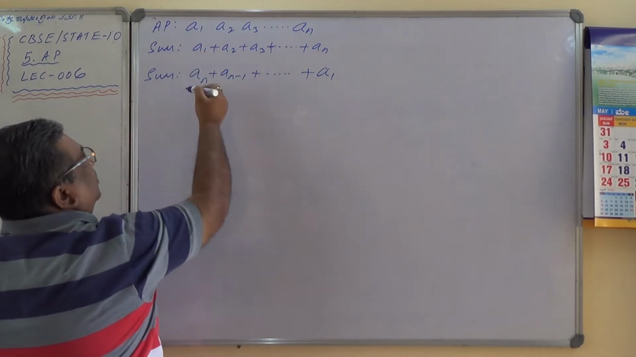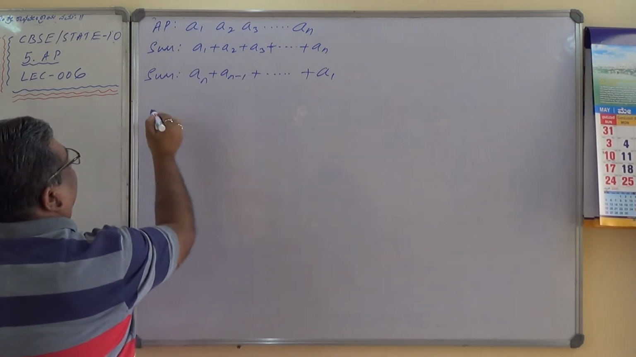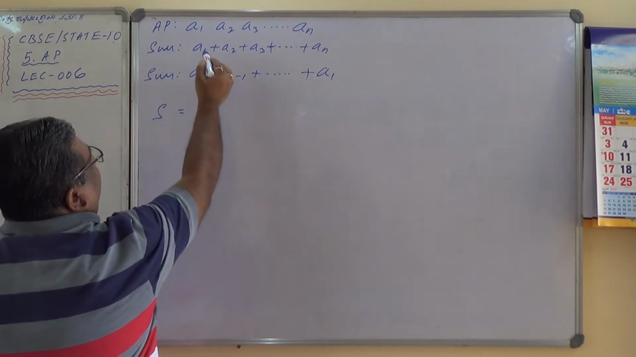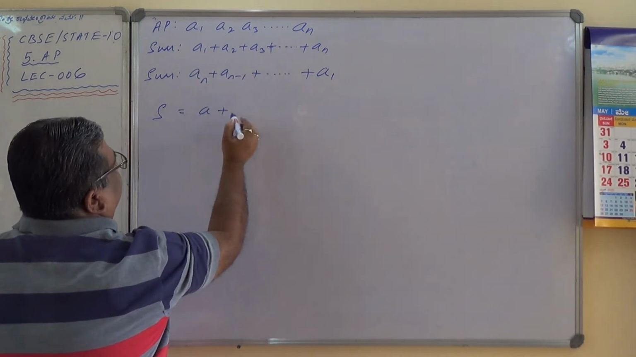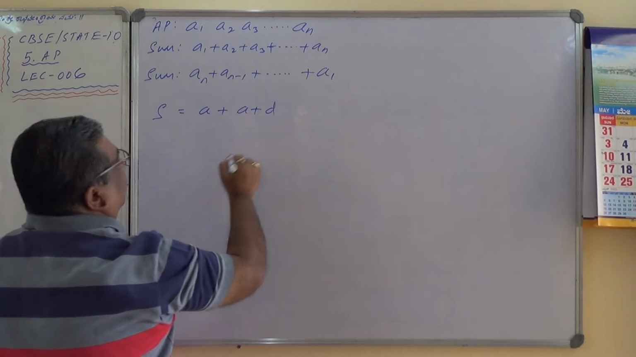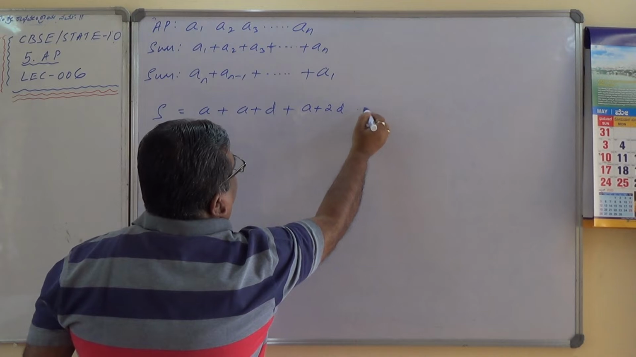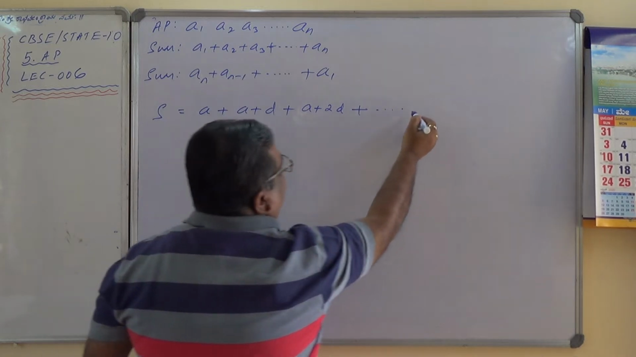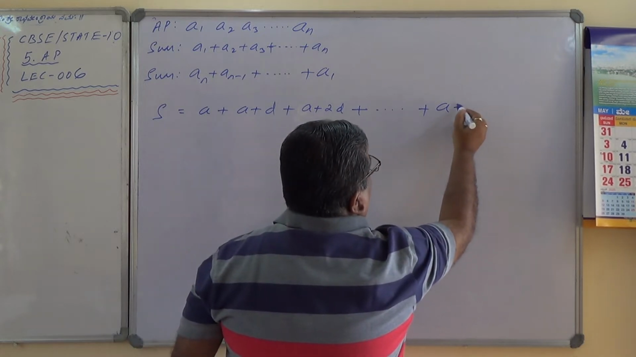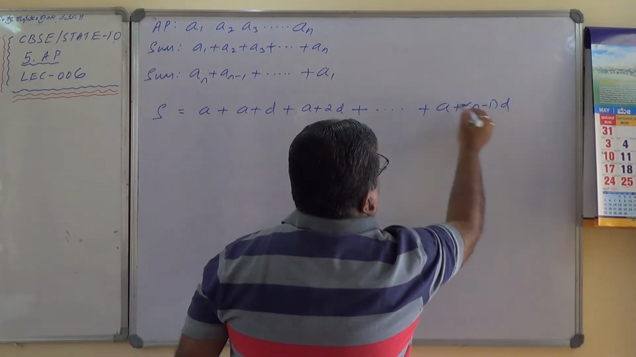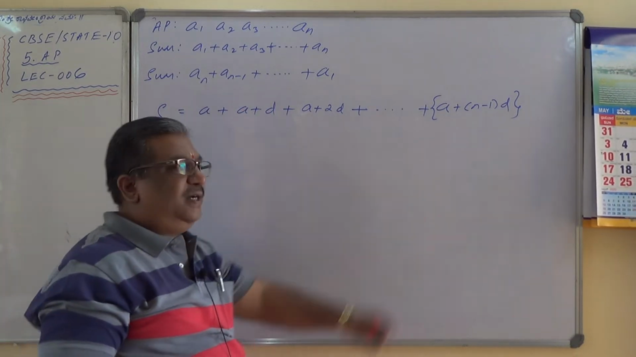Now let me write these two sums in terms of a and d and then add them. Let us see what we get. Let S represent the sum of a1 to an terms. What is a1 here? It is a, a2 is a plus d, a3 is a plus 2d, and it continues. What is an? It is a plus n minus 1 times d. Is it correct or not? An is the nth term, which is a plus n minus 1 into d.